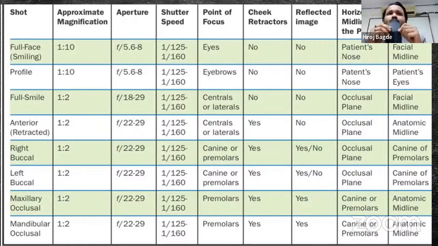Now I am telling you the second column. The second column is very important: approximate magnification. So the first time when... is not needed. Photograph taken at 1:2 magnification.